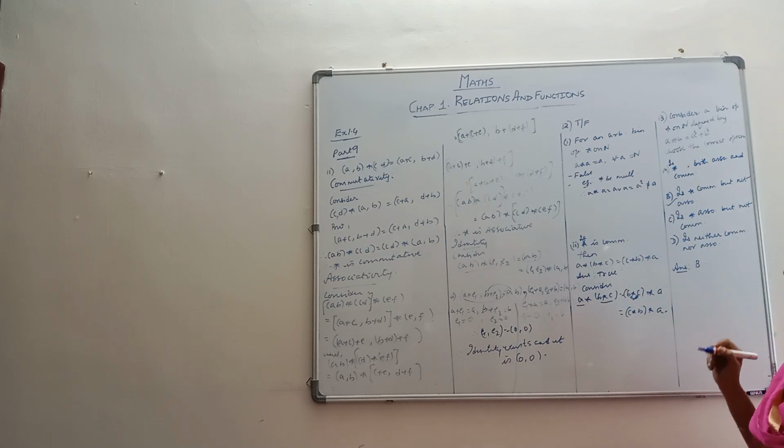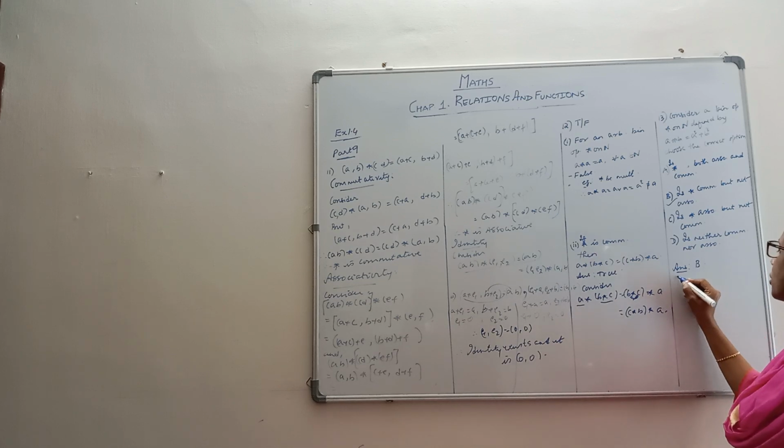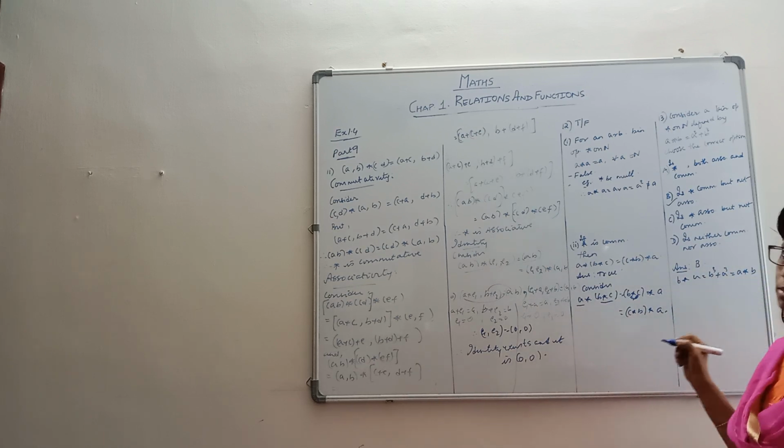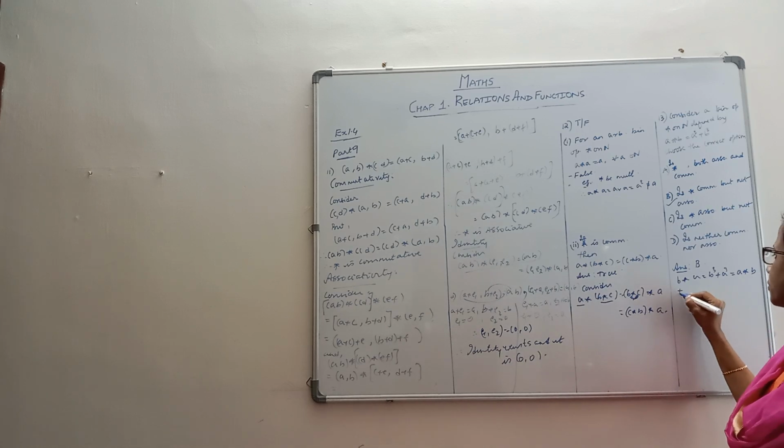Now why it is, I'll let you know. A star B you already know. You take B star A. B star A is B cube plus A cube. That is equal to A star B, isn't it? Because B cube plus A cube is equal to A cube plus B cube. That is why it becomes commutative.